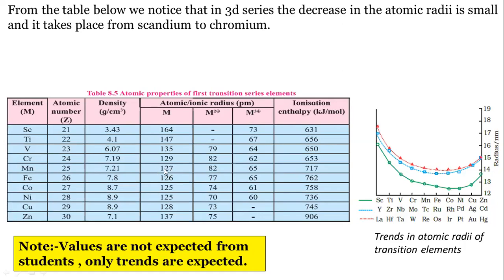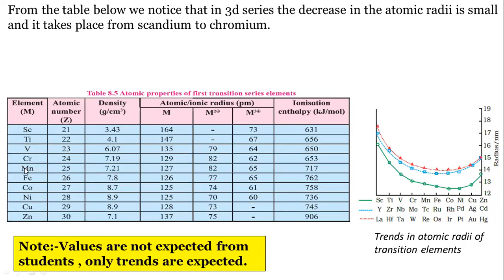127, up to manganese. Means from scandium to manganese, atomic size decreases. Then it almost becomes constant. See, it is 126, 125, 125, 128. This is constant because there are two effects. One is the nuclear charge effect and another one is the shielding effect or screening effect. So from iron, cobalt, nickel, and copper, the nuclear charge effect and the screening effect are balanced here.